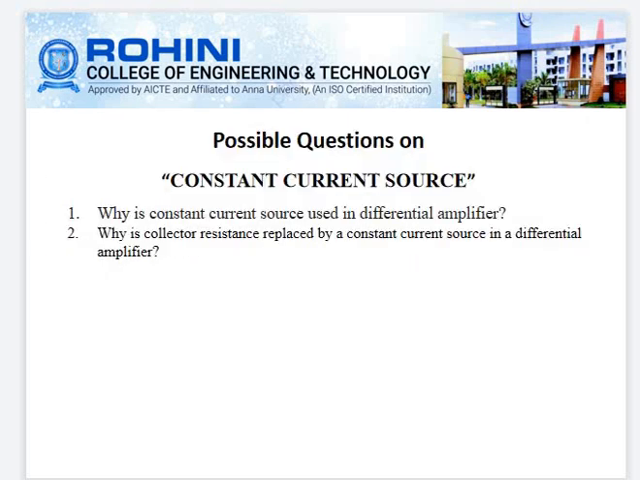The possible questions are: Why is a constant current source used in a differential amplifier? Why is the collector resistance replaced by a constant current source in a differential amplifier?